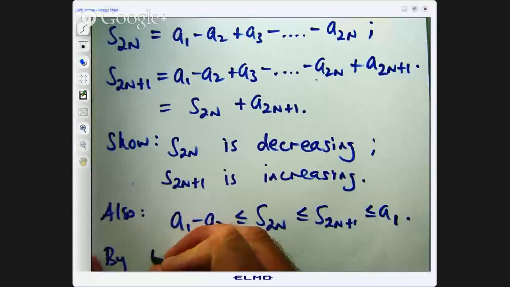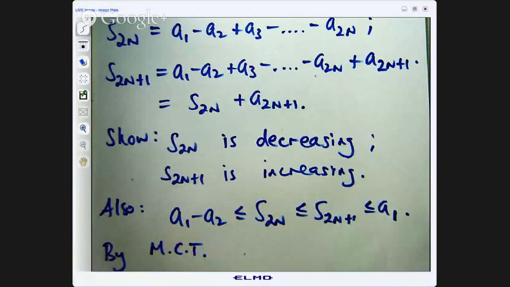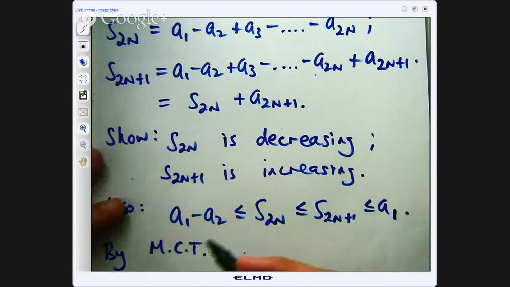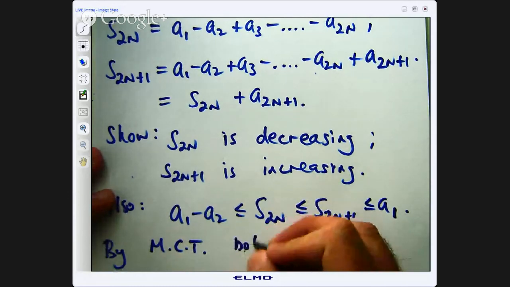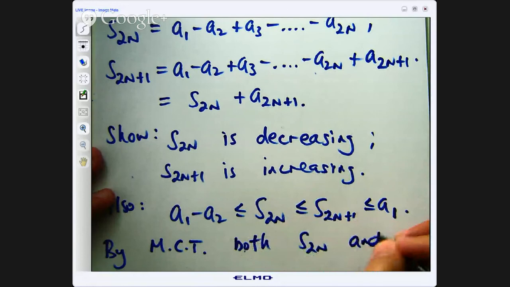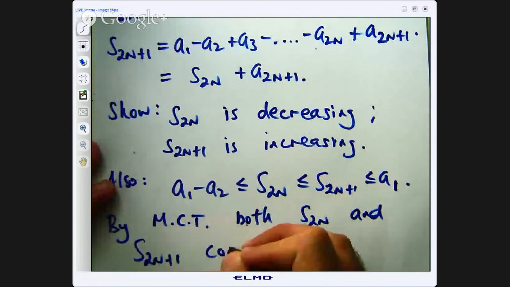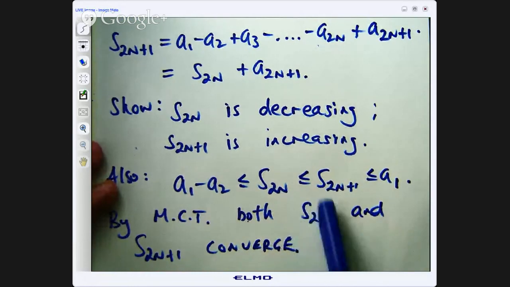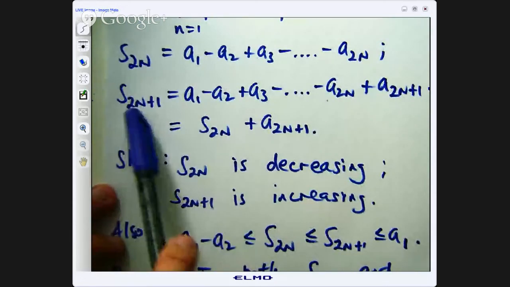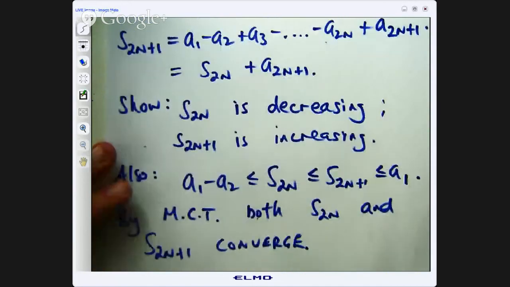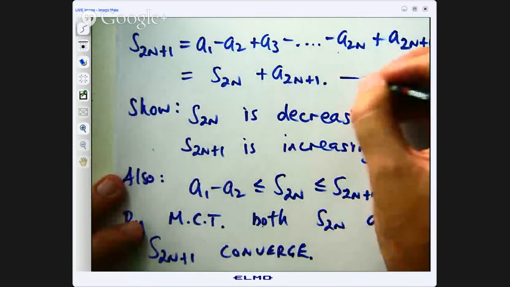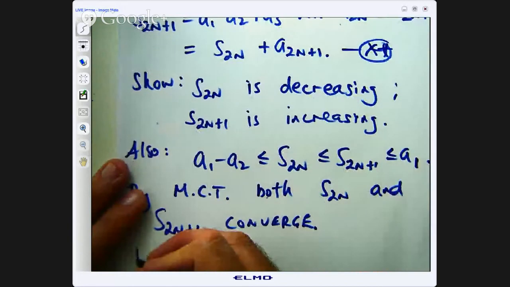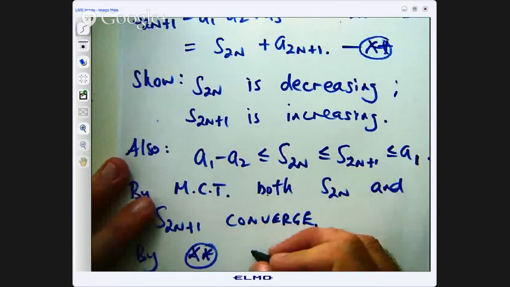All right, so let me make a note of that. Let's call it MCT, monotone convergence theorem. You're down with MCT? I know, I've done that one before. Both S sub 2n and S sub 2n plus 1 converge. Suppose that has a limit, say, big L, and that has a limit big M. This thing, with this going to 0, means that L and M must be the same. So let's call this double star. Lastly, by double star, they have the same limit.